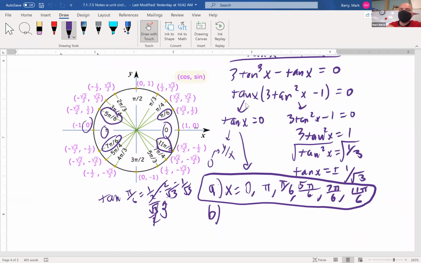So diameter buddy means you can connect them with a straight line that goes right through the middle of the circle. And so you can see 0 and pi are diameter buddies. We also see that pi over 6 is diameter buddies with 7 pi over 6. And we see that 5 pi over 6 is diameter buddies with 11 pi over 6.